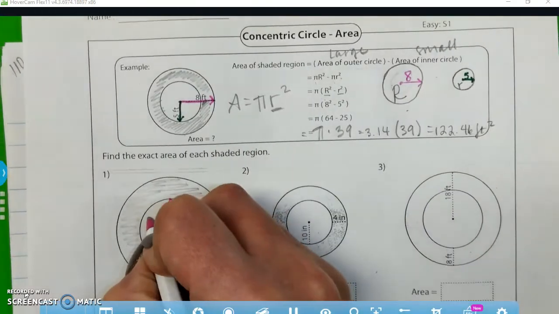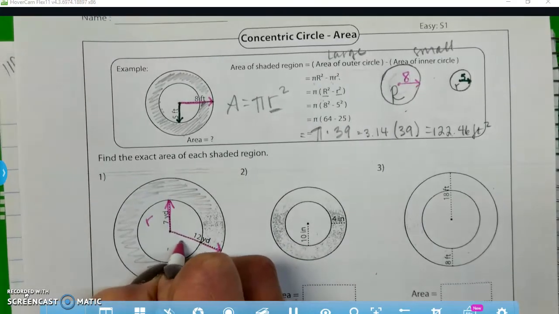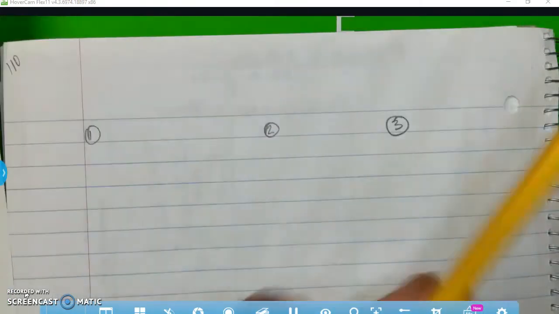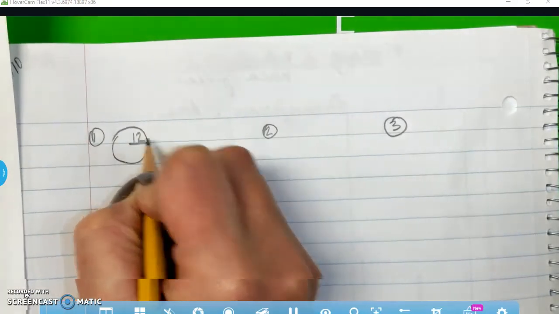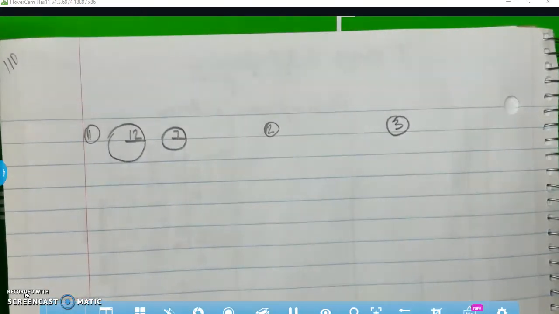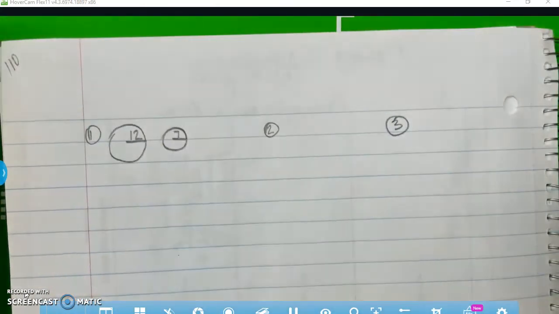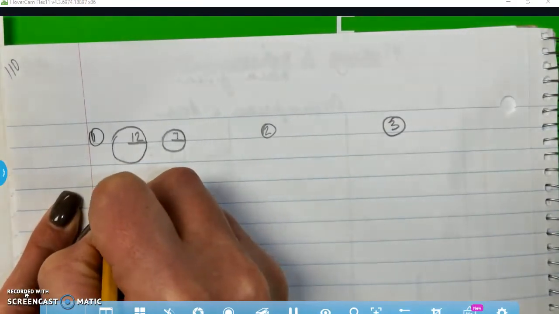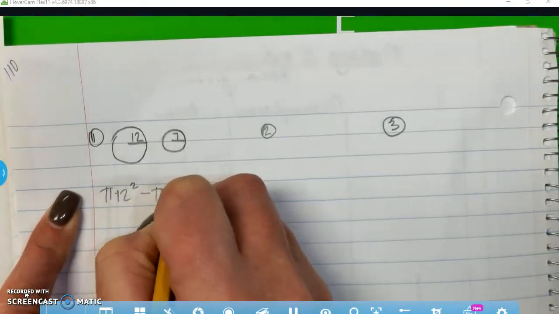So I have a small radius of 7 and I have a large radius of 12. If you need to take time and separate these circles, you absolutely are encouraged to do that. So this is your example 1 and this is what's happening. Your large area minus your small area. So the way it would look like, pi times 12 squared minus pi times 7 squared.